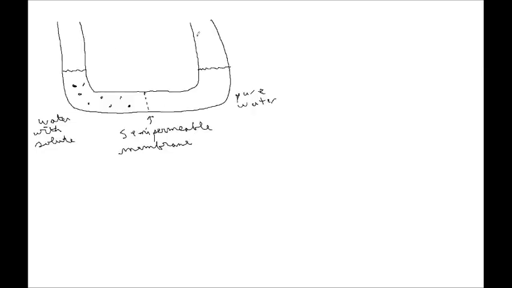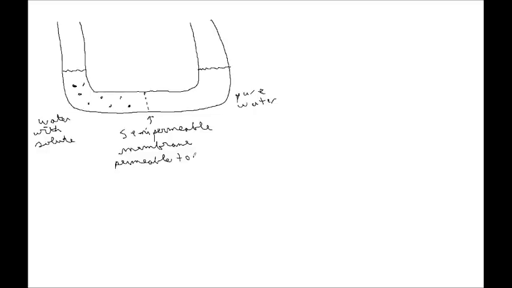So here we have what's called a U-shaped tube. There's water on both sides of the tube. And the two sides of the tube are separated by what's called a semi-permeable membrane. And on the right side of the membrane, we have pure water. And on the left side, we have water with a solute dissolved in it. Do you know what semi-permeable means? That means some things can go through the membrane and some can't. So in this case, let's say it's permeable to water, but not to the solute. Water can move through this, but not the solute.